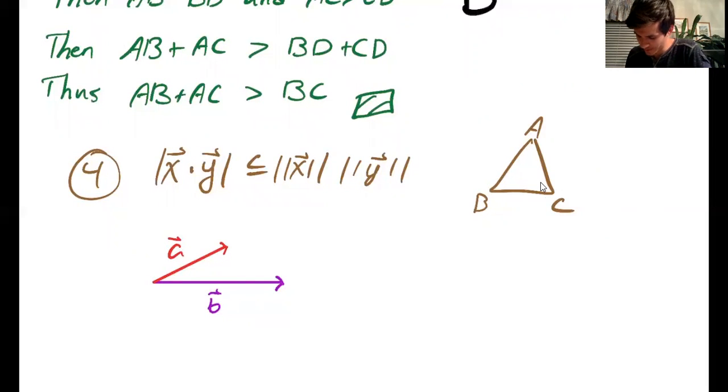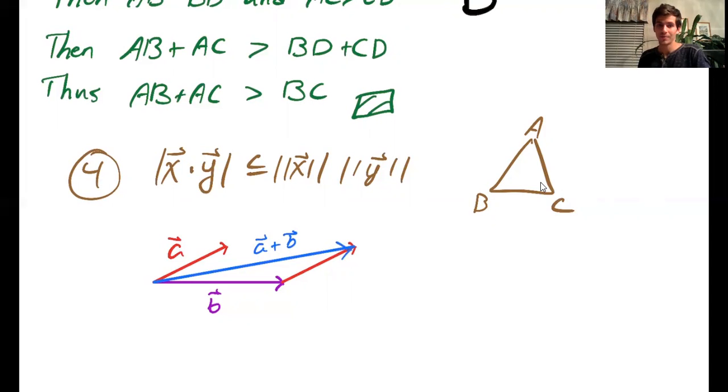So if I copy this, and actually I'll copy just this part. If I bring it over here, this line right here becomes A plus B. So that is very cool. So it's to do with vectors.